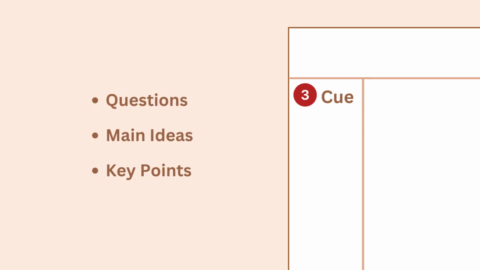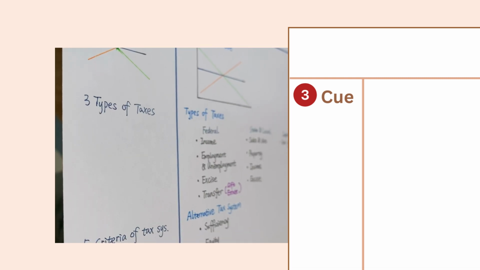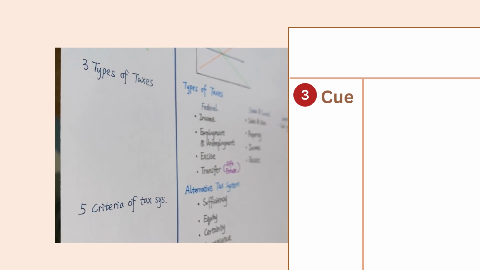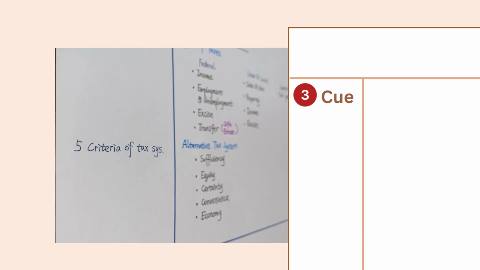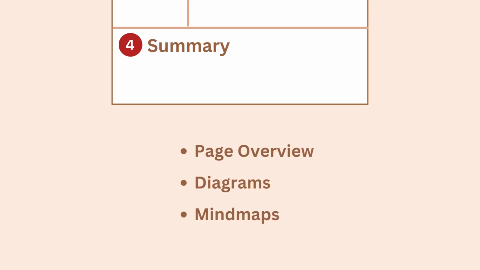Section 3 can be used during the class. If you have any question, you can indicate it here. Other than that, you can also use this column to summarize main ideas and key points after class. Section 4 is where you sum up each page in your own words. You can also use visualizations such as diagrams or mind map to help you comprehend and memorize.